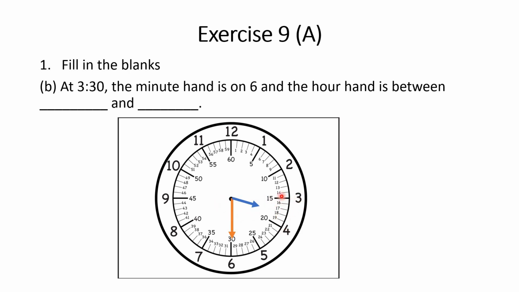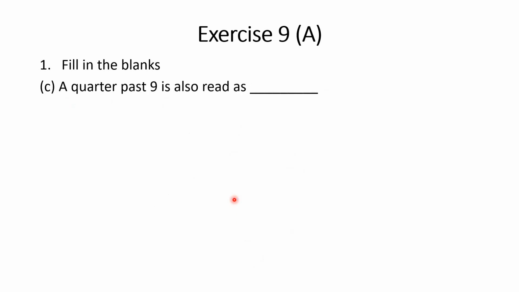That is, it is already past 3 o'clock, so it is after 3 but before 4, because it is yet to be 4 o'clock. When this hand reaches 12, that time it will be 4 o'clock. So before 4 o'clock it is 3:30, or you can also say half past 3. So therefore, the hour hand will be between 3 and 4. The hour hand, this is the blue one.